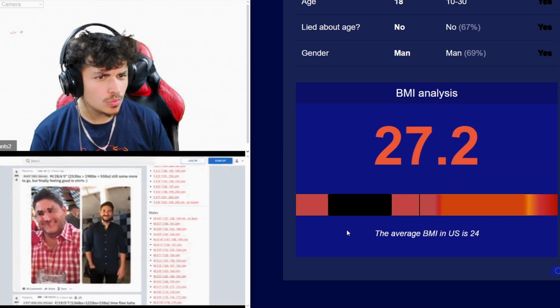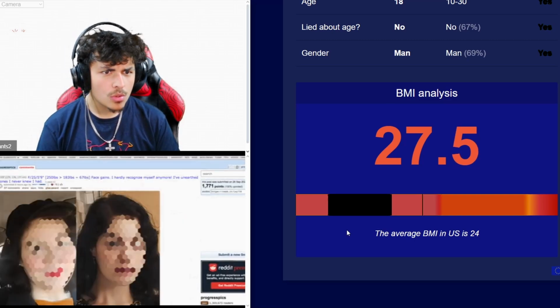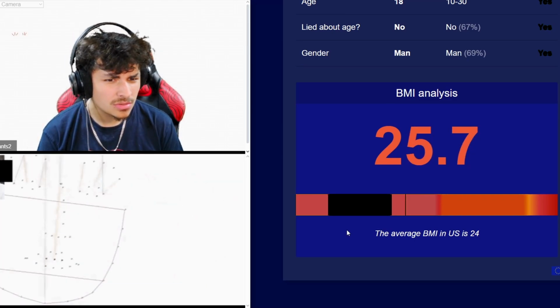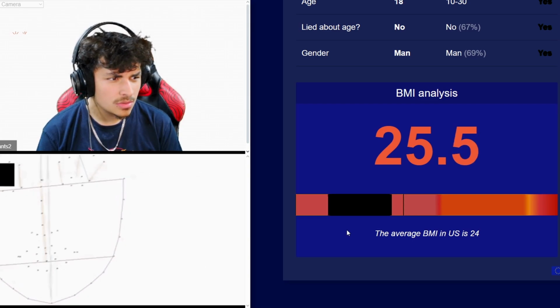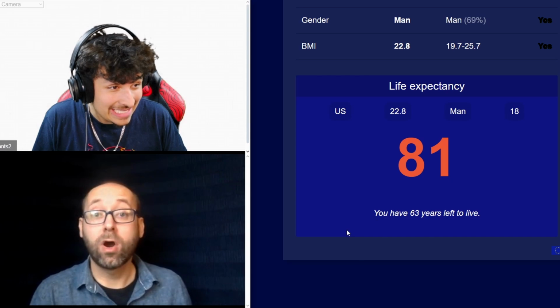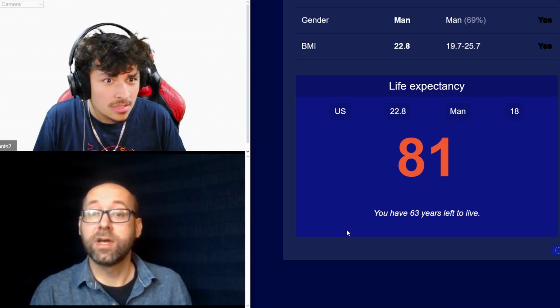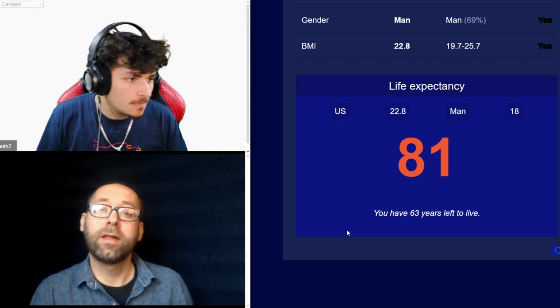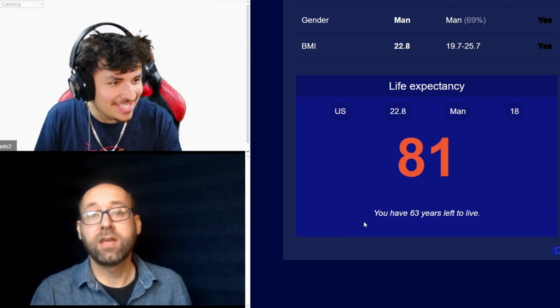For example, some researchers who work at Google took these pictures from online communities where people share their weight loss progress. A lot of these algorithms work by first measuring proportions in your face, and that is used to guess where you are. Now that we have your gender, your age, your country of origin, and the BMI prediction, we can combine these. You have 63 years left to live.